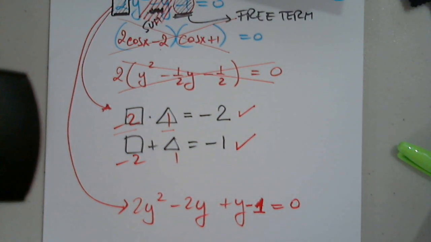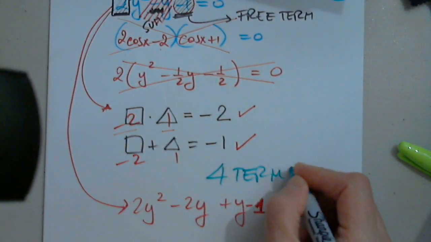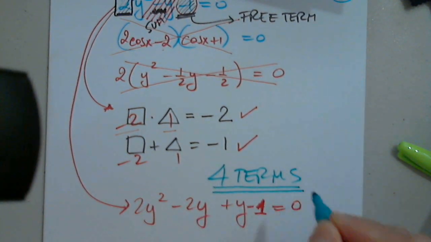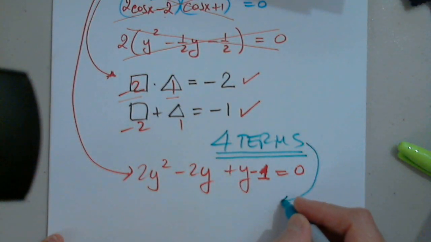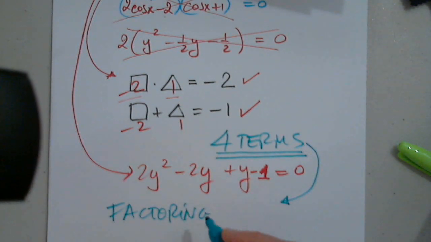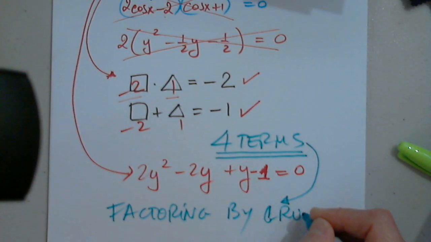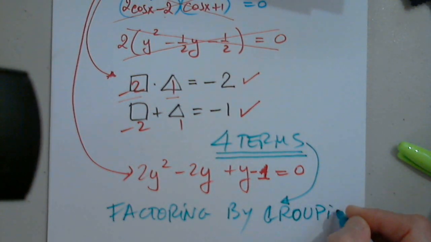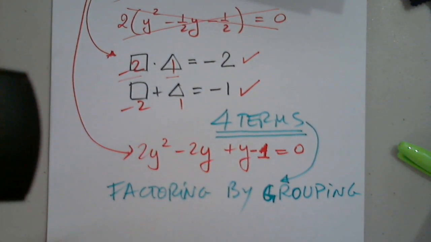How many terms do we see now? 4 terms. What is the most applicable method for 4 terms? How do we call it? The factor by grouping. Thank you very much. Who said that? Elena. Thank you very much. Factoring by grouping indeed.